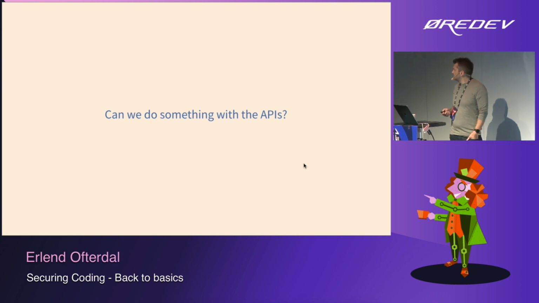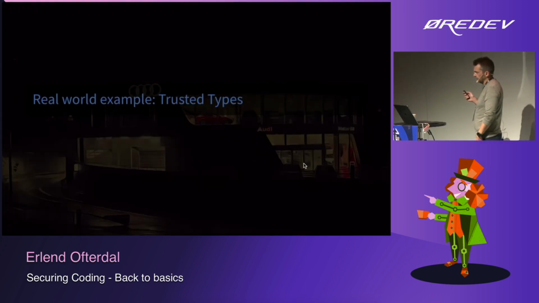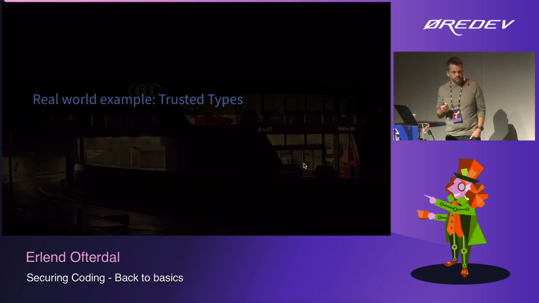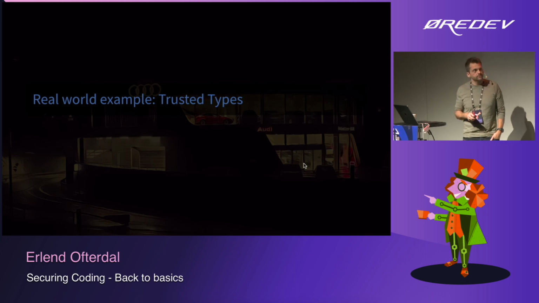But then can we do something with the APIs? Can we make it impossible to make these mistakes? There is actually a really good example of this that someone made within the last years. And that's something called trusted types. Now, trusted types is in the browser. And with trusted types, we're trying to avoid cross-site scripting by changing the APIs of the browser.